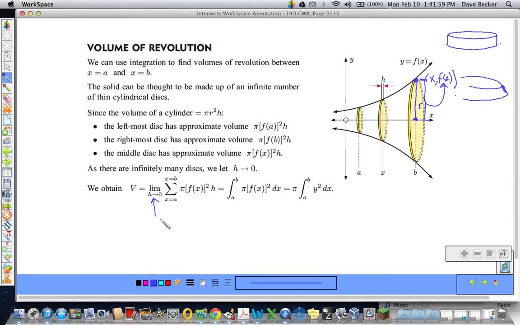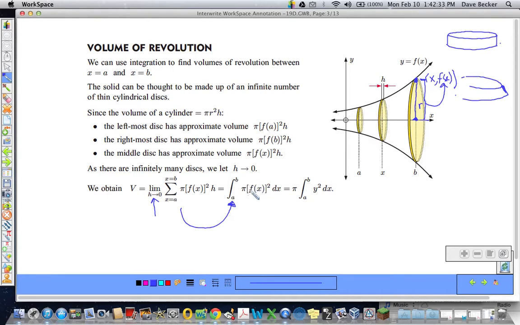And again, if I take an infinite number of slices, then my height is going to get smaller and smaller and smaller. It's going to go to 0. I'm going to find the sum of all of those volumes as h goes to 0, which we know to be, and we've already shown, is really just an integral. Okay? So I can find the volume of any solid rotated about the x-axis by taking the integral from a to b, where I start the slicing and where I end it.